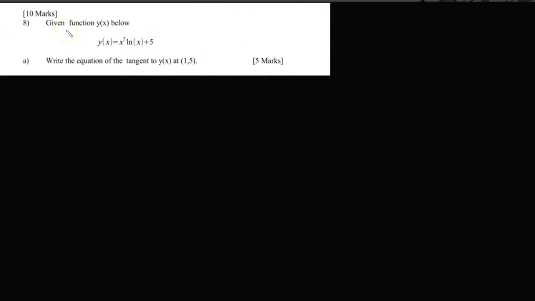Alright guys, question 8 is asking us that given a function y of x equals x squared ln x plus 5, write the equation of the tangent to y of x at point 1, comma 5. So the equation of the tangent is the equation of a line, and that's in point form. If you remember, it's from the previous maths, it's y minus y1 is equal to m(x minus x1). You should know this by heart. It's just a general formula for a line, equation of a line.